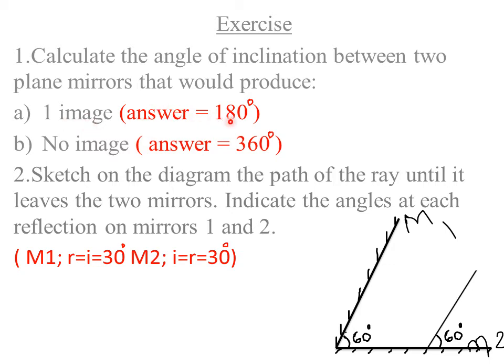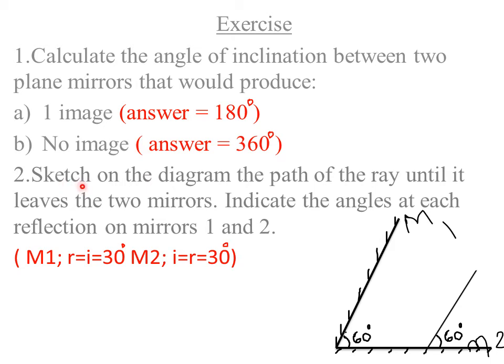Remember the formula used is n equals 360 over theta minus 1. Only that in this case you are given the number of images, and you are required to find the angle. So you make theta the subject of the formula. Then to produce no image, no image means the number of images is 0. So you substitute appropriately. The expected answer is 360 degrees.